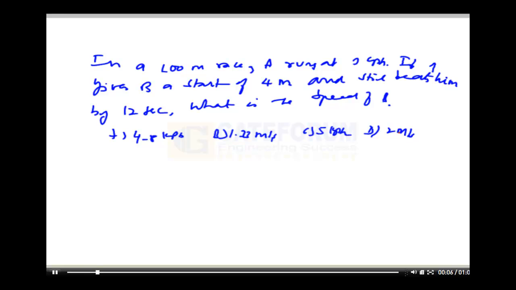6 kilometers per hour. If A gives B a start of 4 meters and still beats him by 12 seconds, what is the speed of B? Time taken by A to run 100 meters.